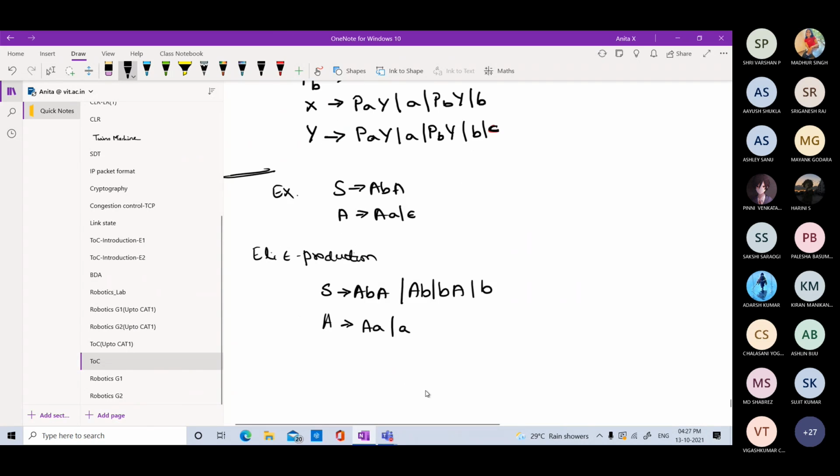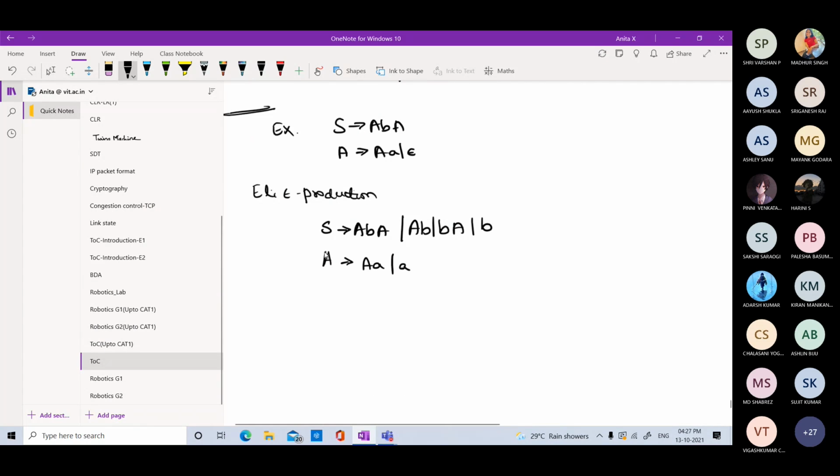Yes. So is there any unit production? What about the useless symbols? Is there any useless symbol? No, ma'am. Yes, good. So here you can see S and A, both the non-terminals are having productions, and A is reachable from the start symbol, right? So here, no unit production and no useless symbol.